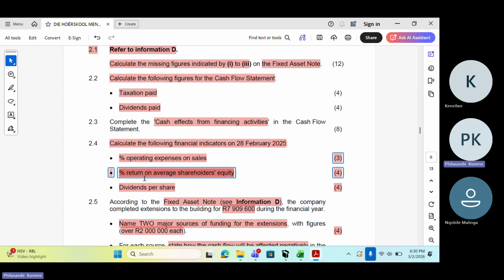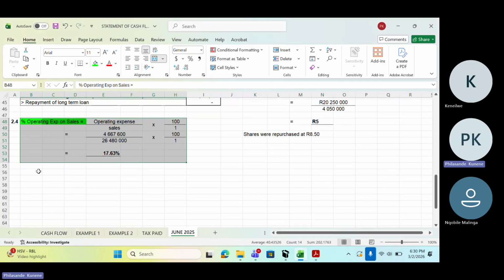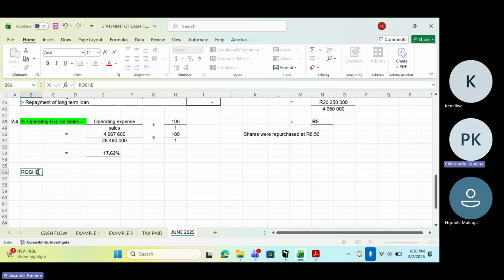The next one, return on average shareholders' equity. We usually call this ROCE, which is a return on average shareholders' equity. Okay. This is ROCE. We're still gonna work on this one, guys. Don't worry, but it's important that I do it with you while we're here.